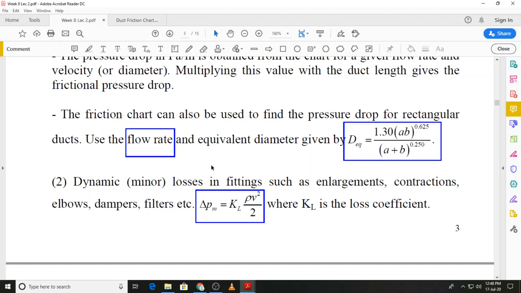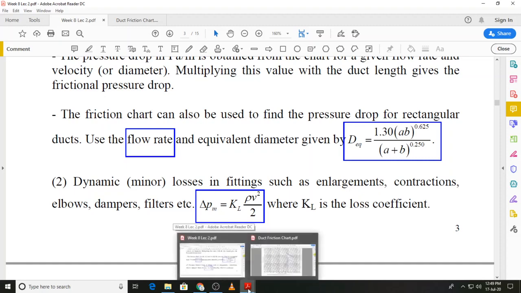With circular ducts, we have a choice that we can use either the velocity and volume flow rate to find out the pressure drop per unit length. We can also find it out by using the diameter and volume flow rate. So this is a restriction that you have to keep in mind. I will now go to the friction chart, and then we'll look at how do we actually use it.